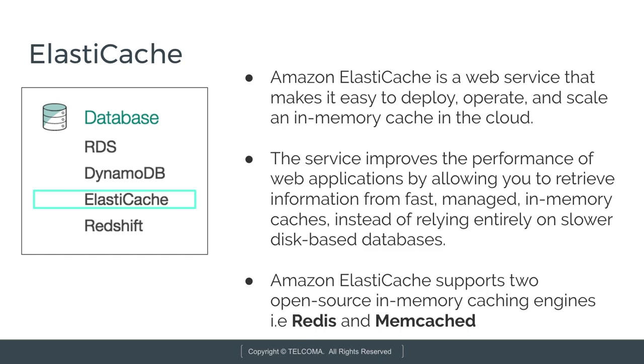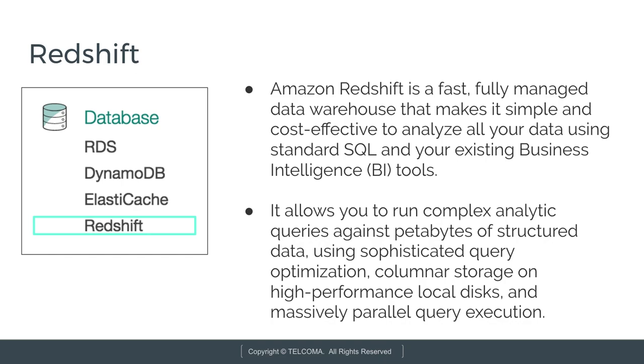It supports both in-memory caching engines, Redis and Memcached. Now what is Memcached? Memcached is basically an in-memory key value store for small chunks of arbitrary data, like strings and objects from results of database calls, API calls, etc. Redis is an open source in-memory cache. So this is about Elastic Cache in database.